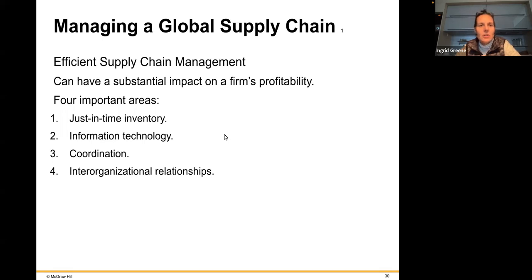So as I mentioned in Part 2, let's continue on and finish up managing a global supply chain. There are 4 important areas when we talk about an efficient supply chain. We're going to talk about in the next couple of slides: just-in-time, JIT inventory, information technology like ERP systems, which might sound familiar, coordination, and then interorganizational relationships, and how it's important to trust and feel a sense of commitment from the people that you work with.